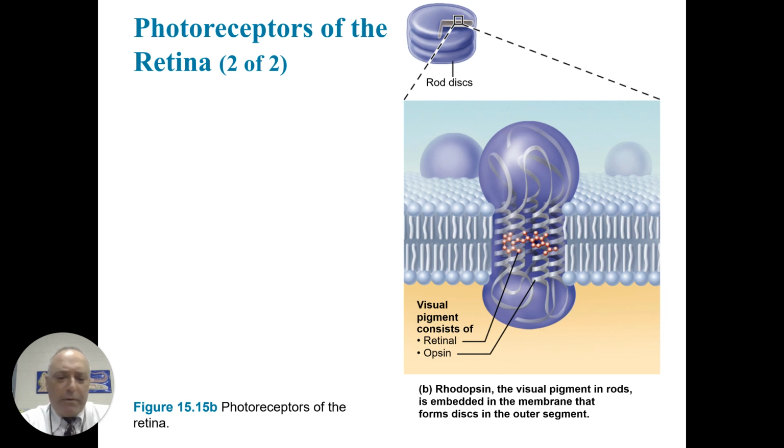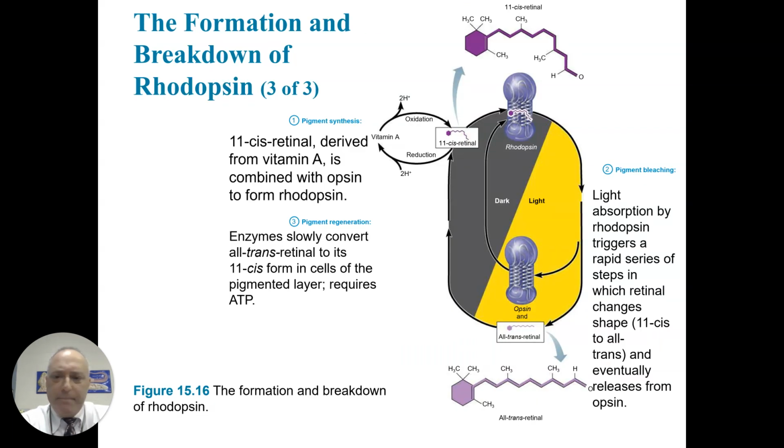So the photopigment is rhodopsin. This is the visual pigment in rods, as well as retinol and opsin. So these are molecules that make up the photoreceptor. The formation of rhodopsin starts with 11-cis retinal, which is derived from vitamin A. Vitamin A helps you see at night, helps your vision.